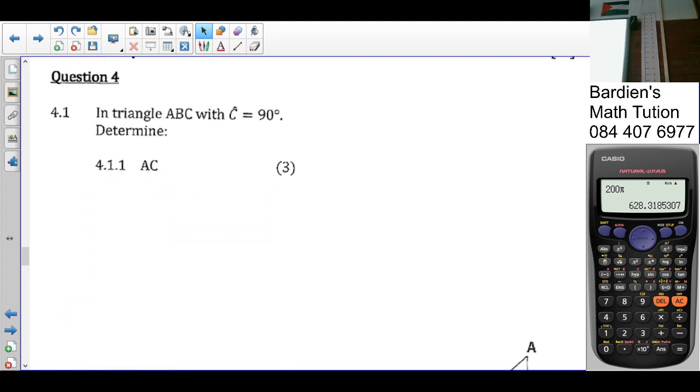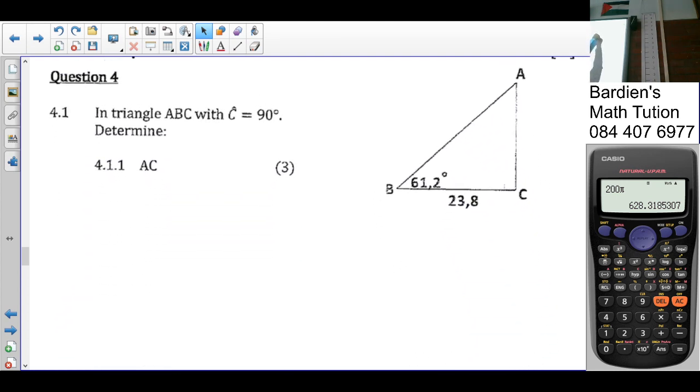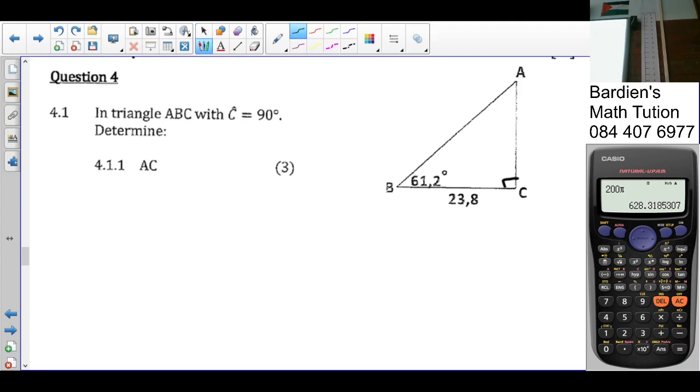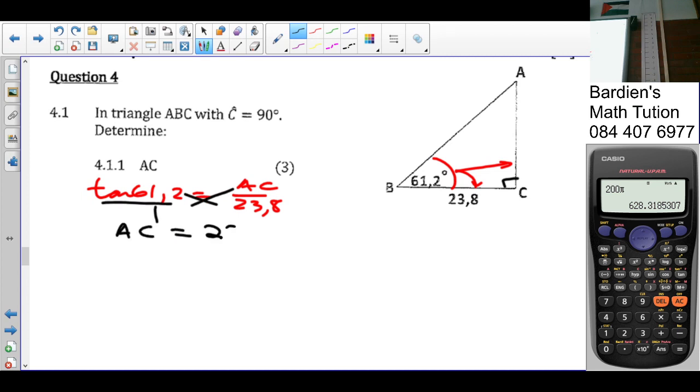Now we're on question 4. The question says in triangle ABC, angle C is 90. Determine AC. How are you going to calculate AC? Opposite over adjacent, which is 23.8. So tan of 61.2 equals AC over 23.8. You all okay with that? So what do I do now? Cross multiply. So AC is equal to 23.8 tan 61.2. Then the calculator.